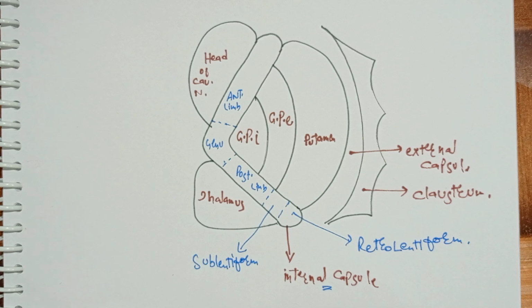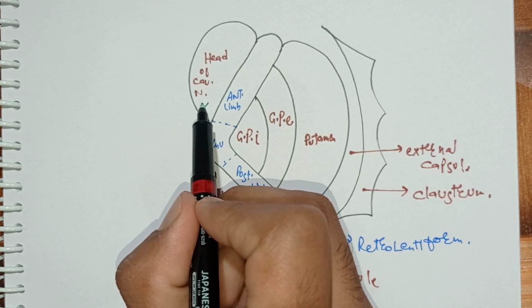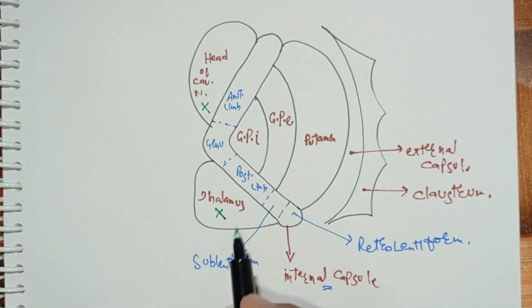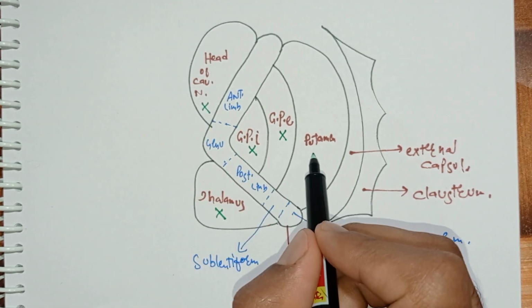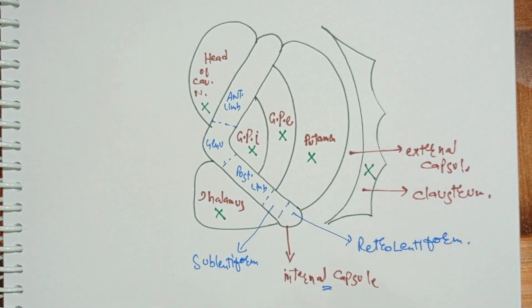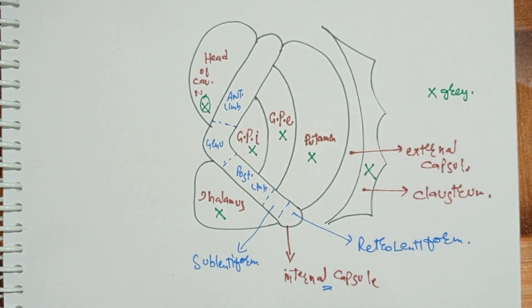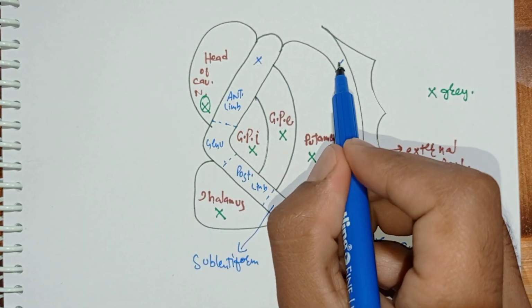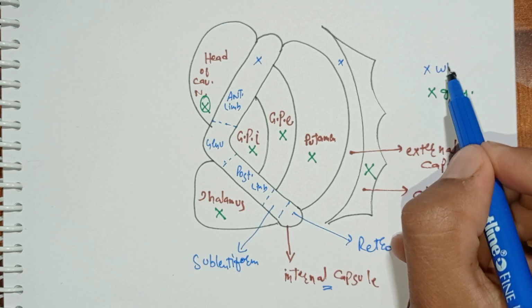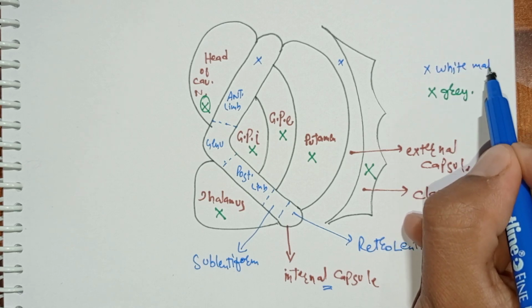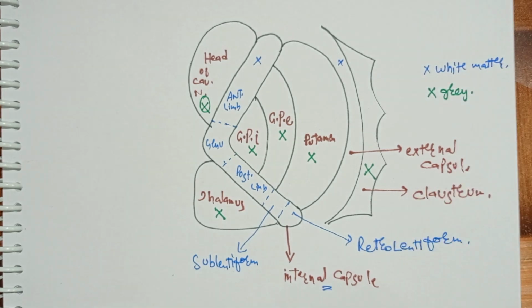There's one more point that you should know. This thalamus, globus pallidus internus, globus pallidus externus, putamen, and claustrum, the ones I highlighted in green, are gray matter. While this internal capsule and this external capsule are white matter. So far is clear.